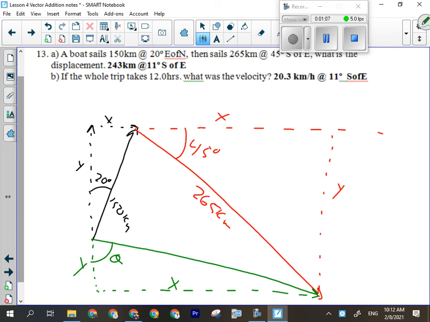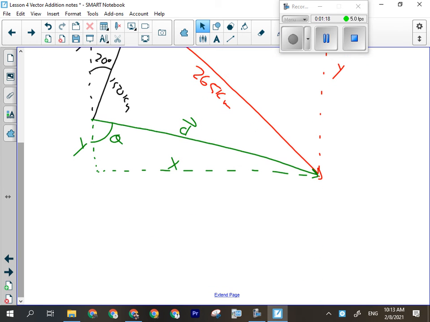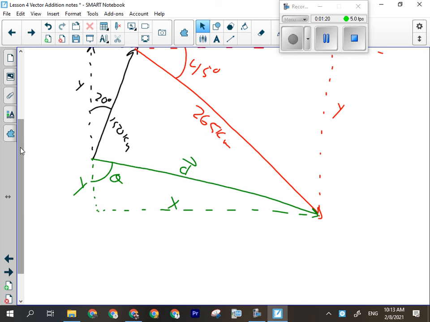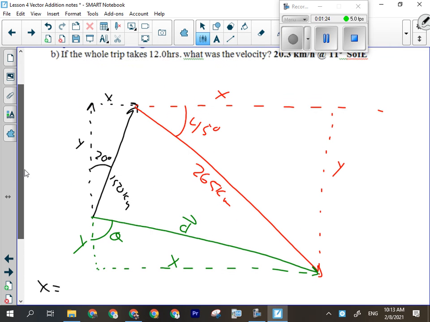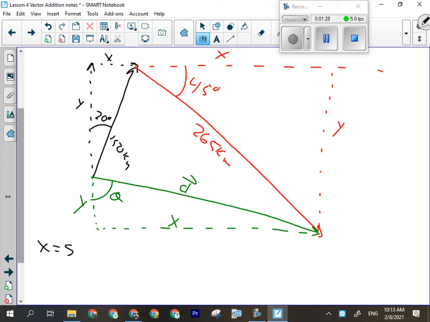Okay, where do you arrive with that? So this will be our overall displacement here. All right, and I think we had even gotten to doing the x's and y's on Friday, if I recall. So if we're looking at this one here, we've got to calculate our black x. Black x is the opposite side to our 20-degree angle, so that'll be the sine of 20 times 150 kilometers.